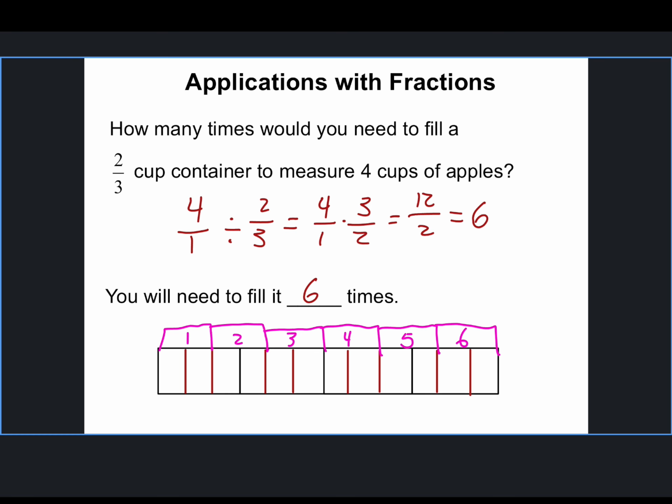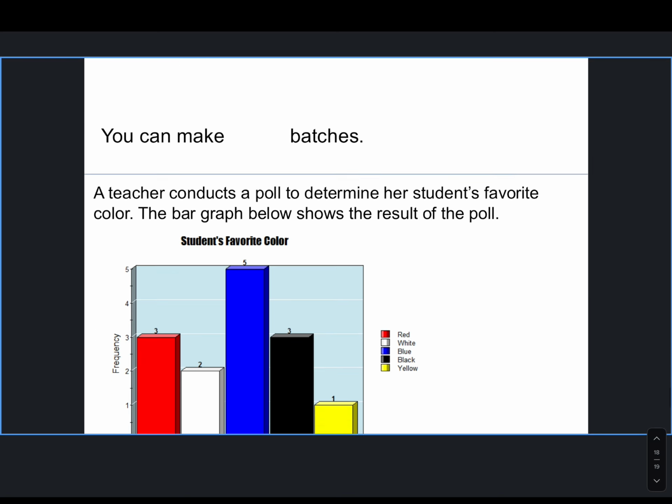Any questions? Word problems are where it gets hard, right? With everything. I think we have, do we have one more? No, we have 2 more examples.